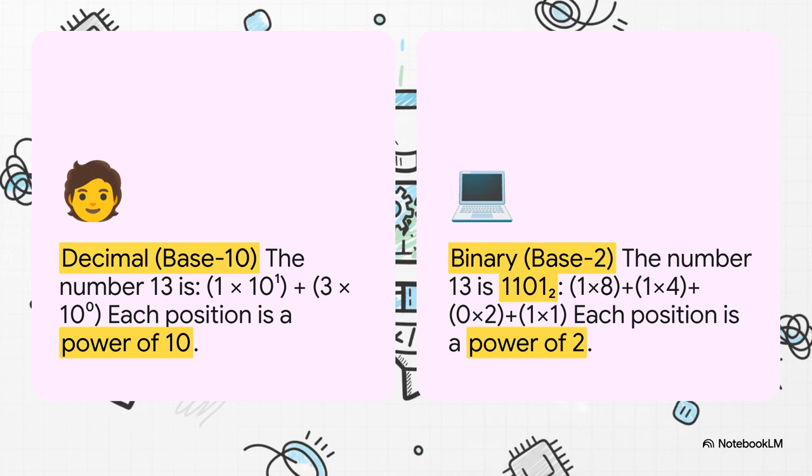You know, in our everyday decimal system, base 10, each spot has a value. The ones place, the tens place, the hundreds, and so on. Well, binary is the exact same idea, but with powers of 2. You have the ones place, then the twos place, then the fours, then the eights. So the number 13 in binary is 1101, because you have 1 eight plus 1 four plus 0 twos plus 1 one. See? It's just a different way of counting.